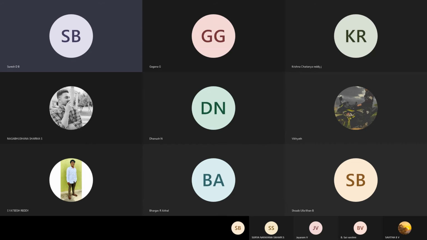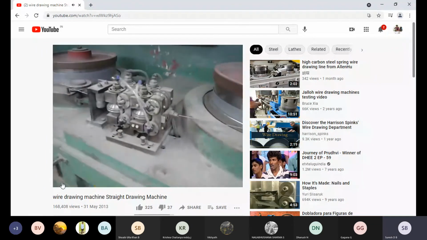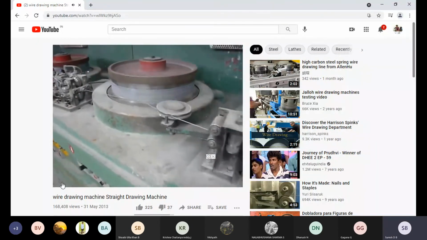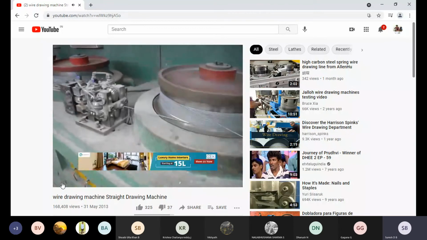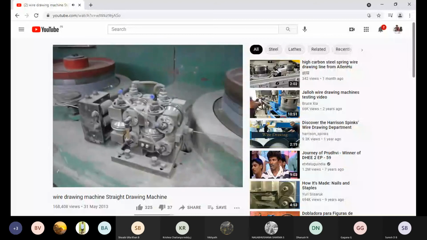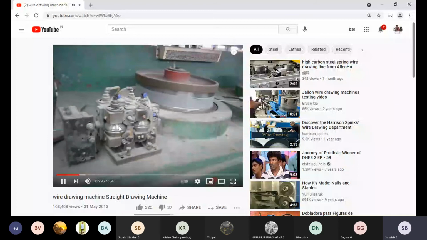Okay, visible? Yes, sir. See here how to draw smaller diameter. So many dies we can use, a series of dies we can use to reduce the diameter. Inside this one we can consider two dies.